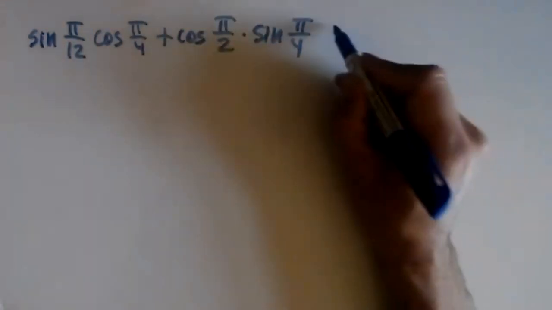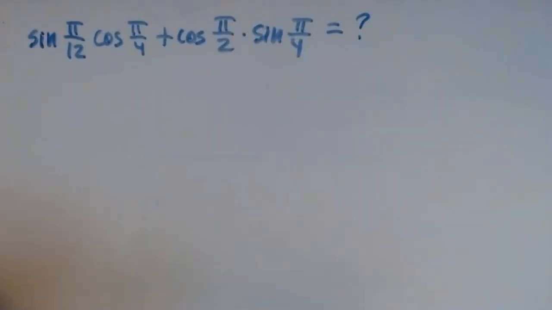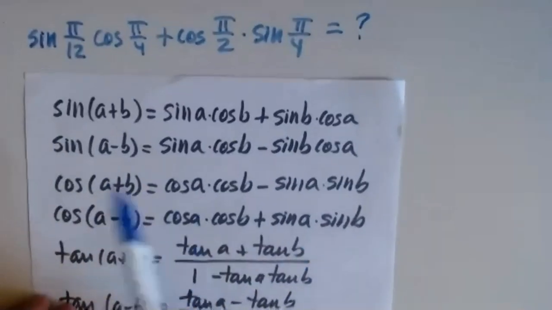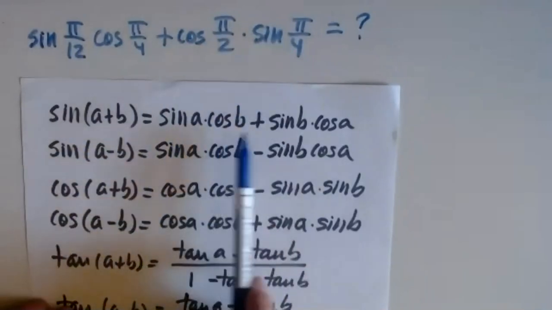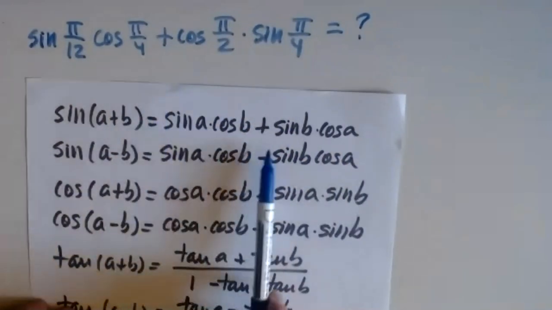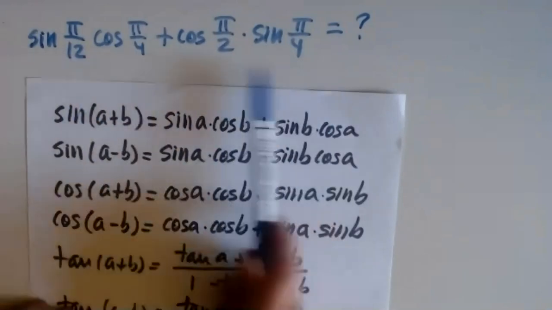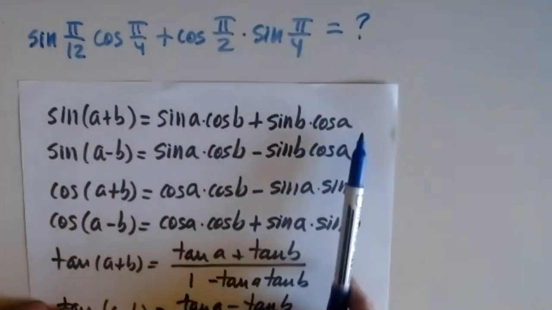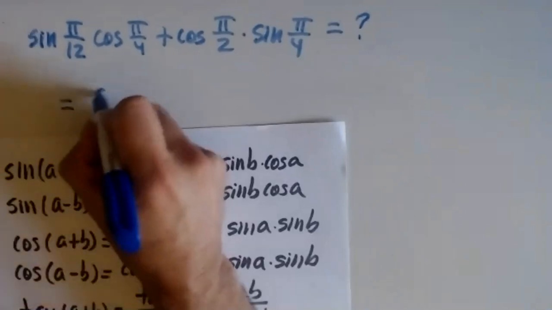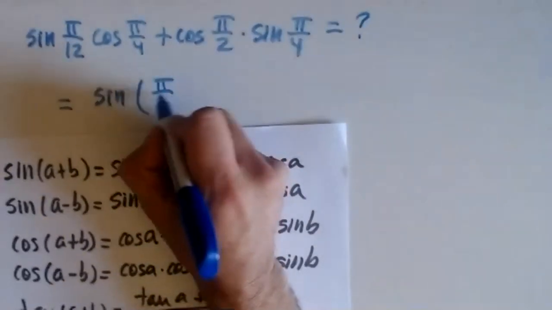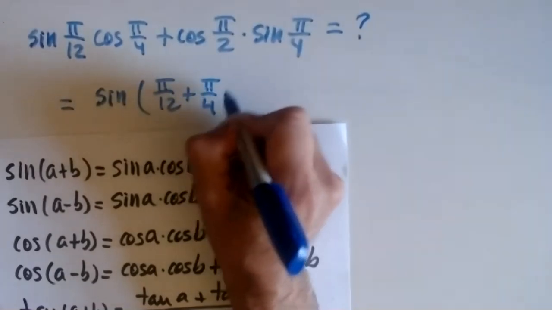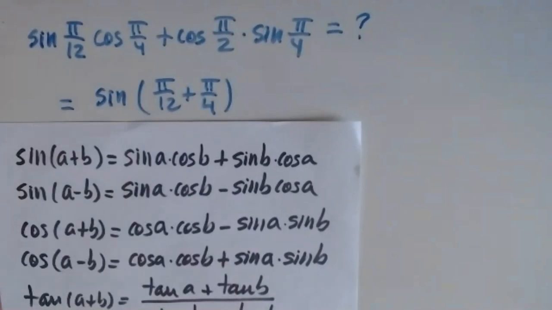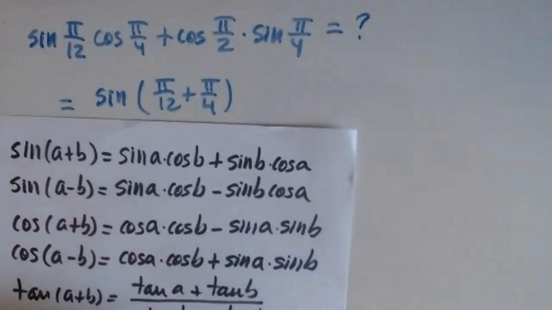I get a value. So this is equal to what? I have to reduce this to a single function. Sine, cosine, cosine, sine. This is a plus, this is a plus, so this can be changed to the sine of the addition of the two angles. Here is my formula. So this is going to be equal to sine of pi over 12 plus pi over 4, correct? I'm going to use it. Not a big deal. Now, fractions. Oh my gosh.